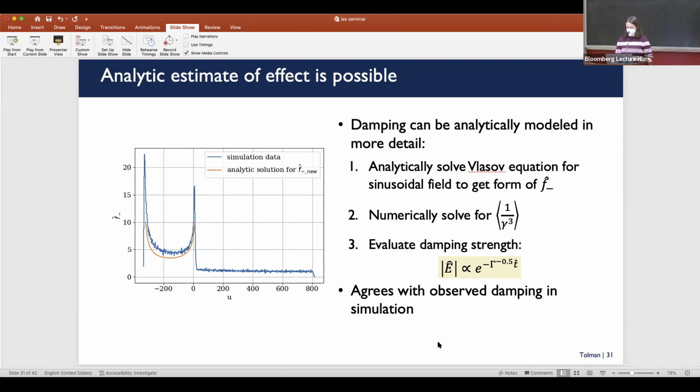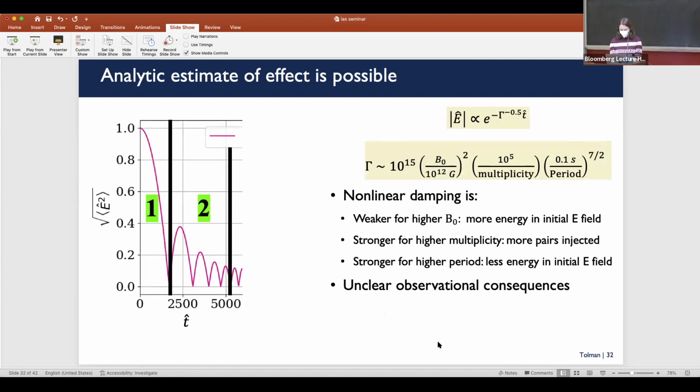So this is very strong damping with a strength that depends on this gamma parameter. And this agrees with the observed damping of the electric field in the simulation. So, okay.